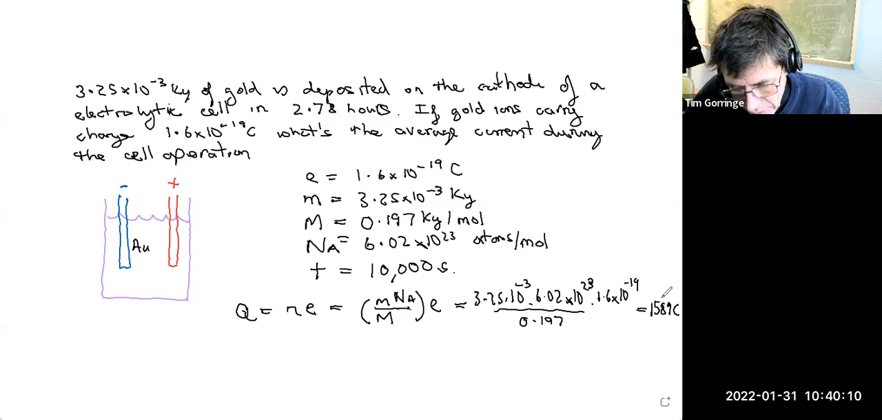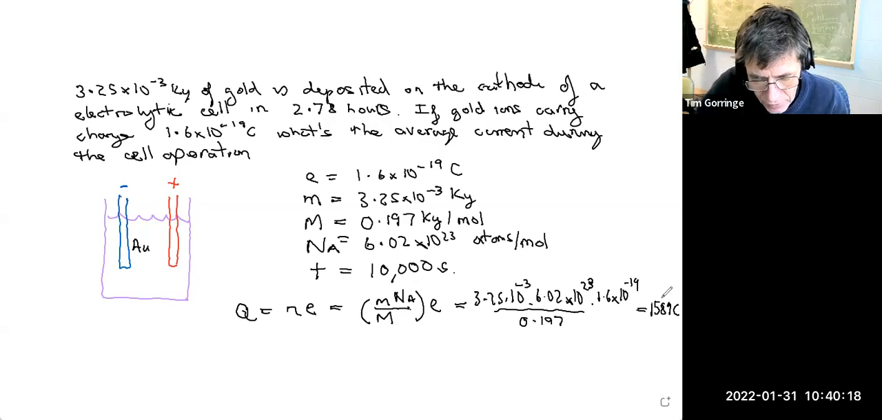I was a little naughty. I didn't fill in the units. Perhaps I should have put in the units, but I tried to cram everything on one line. But the units are such that kilograms in the numerator and denominator cancel out. Moles in the numerator and denominator cancel out. And we're just left with the units of coulombs. And that's the number of coulombs of gold ions that we deposited onto that cathode: 1,589 coulombs of gold ions.